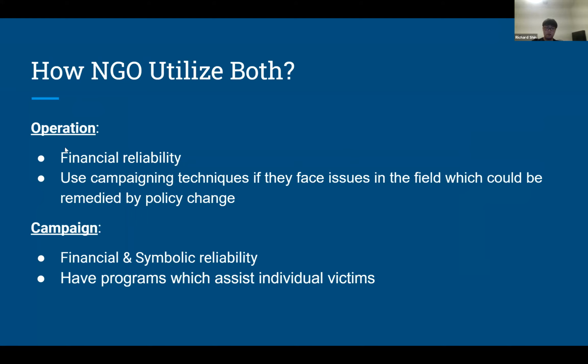And not only this, operational NGOs mostly rely on the financial support of donation or fundraising. While campaigns also rely on financial support, they also have symbolism, because as I introduced, those campaigns are directly targeted at the public, which can support those activities, so they could have more power compared to operational NGOs.